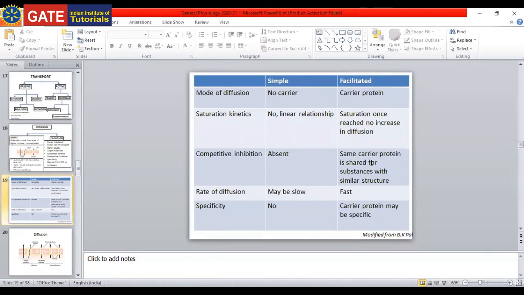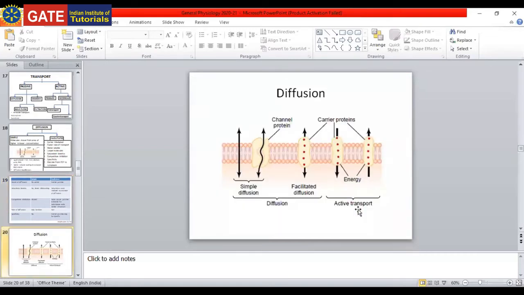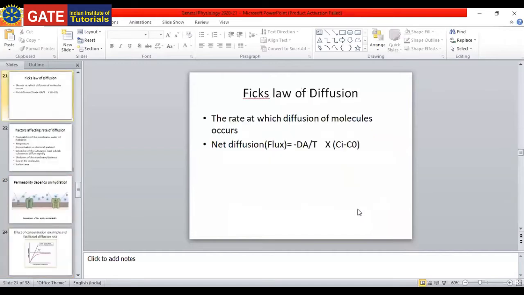In competitive inhibition, they have a similar structure. That is why there is a competition. And in facilitated diffusion, because there is a carrier protein, it could be fast. Without the carrier protein, it is slow. And facilitated diffusion is very specific to the molecule. This is the same thing again. I'll skip that.